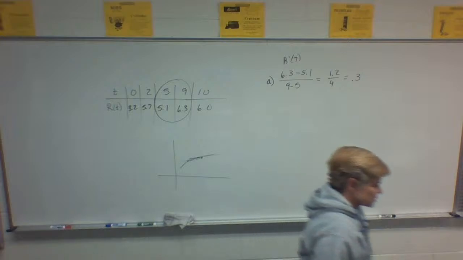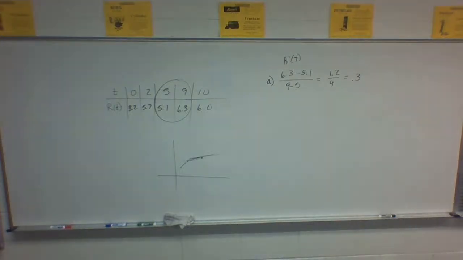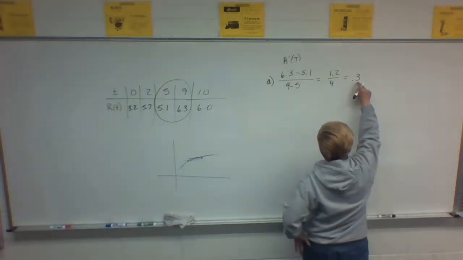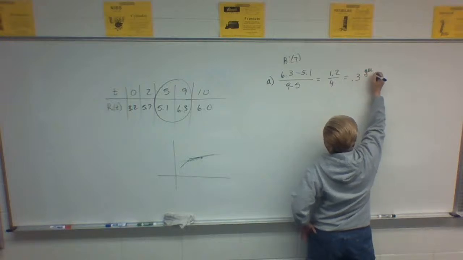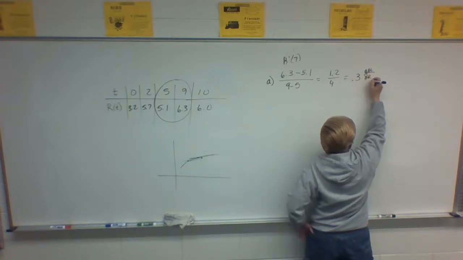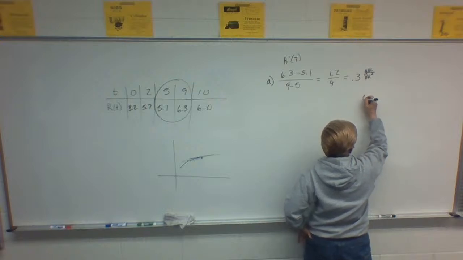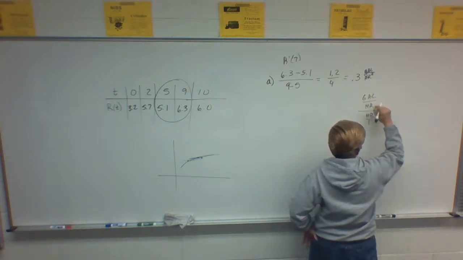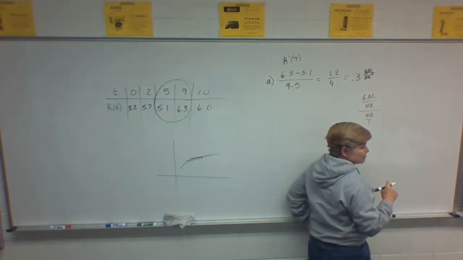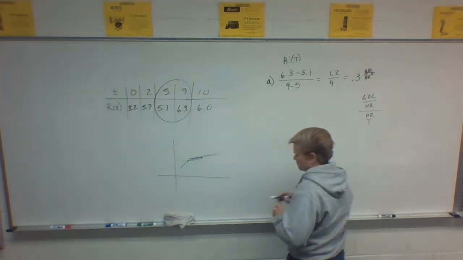Part A says, using the table, estimate the derivative of R prime of 7. Interpret the meaning of your answer using correct units. What will be the units on this 0.3 number? Gallons per hour squared. That's right. Gallons per hour, that's the rate, but it's the rate at which it's changing every hour. So it's like saying gallons per hour per hour, and if you invert and multiply, you get hour squared. See what I mean? Okay.